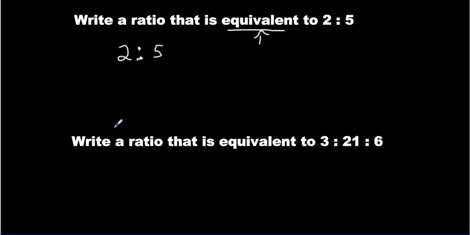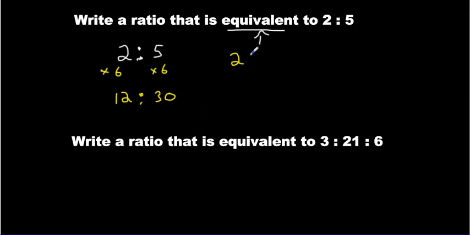That's right. So let's pick a number. We can multiply. Hey, let's pick 6. We can times it by 6. If you times the first term by 6, or the first number by 6, you multiply the second number by 6. And then you get 12 to 30. And these two ratios are equivalent to one another.